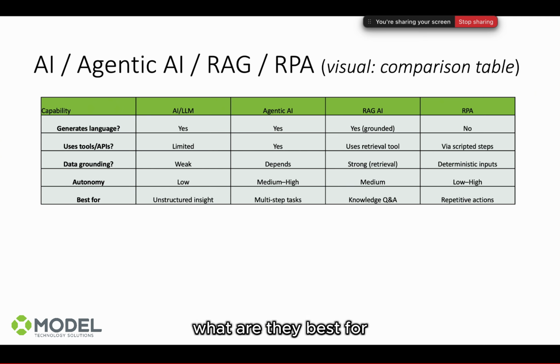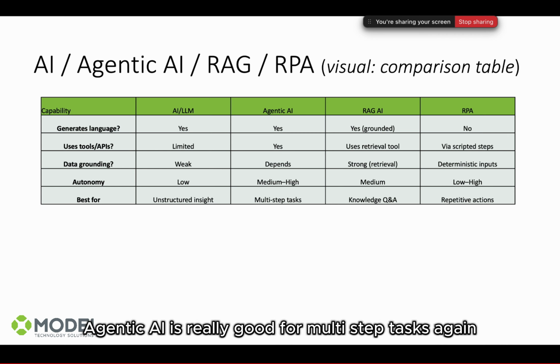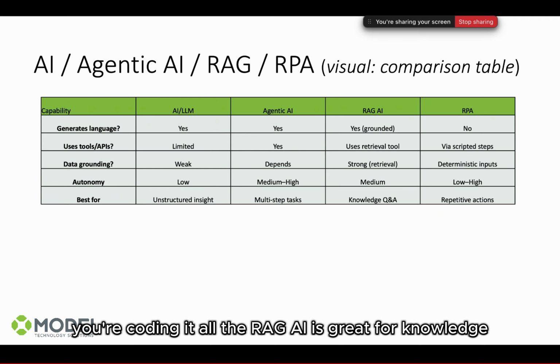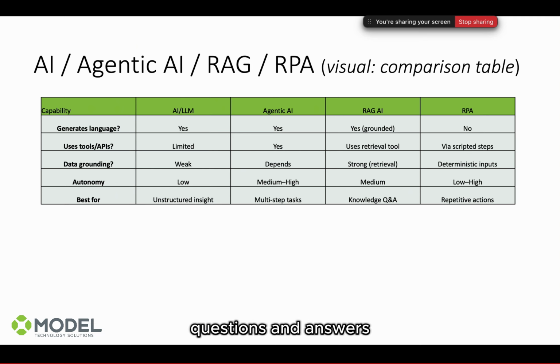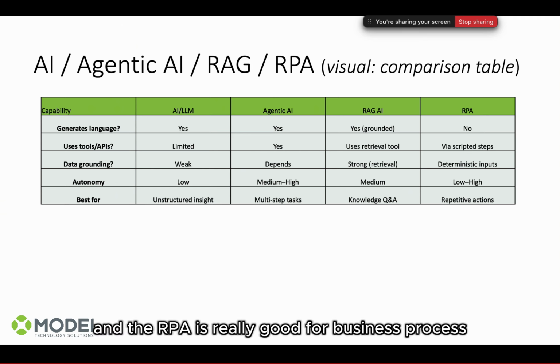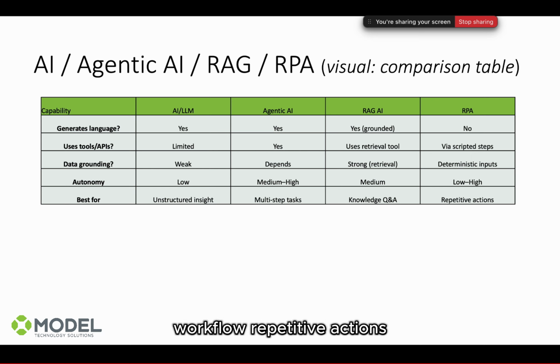What are they best for? If we look at just ChatGPT, Perplexity, SERP API, these things are basically good for unstructured insight, right? I'm going to pose a question to it and it's going to give me an answer, or give it an instruction and it's going to generate something for me. Agentic AI is really good for multi-step tasks. Again, you're coding it all. The RAG AI is great for knowledge, questions, and answers. And the RPA is really good for business process, workflow, and repetitive actions.